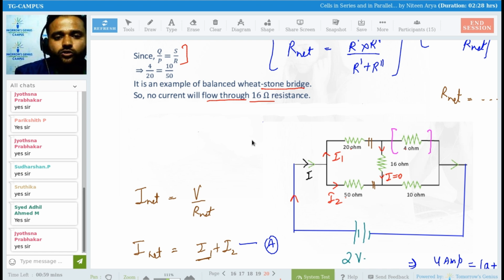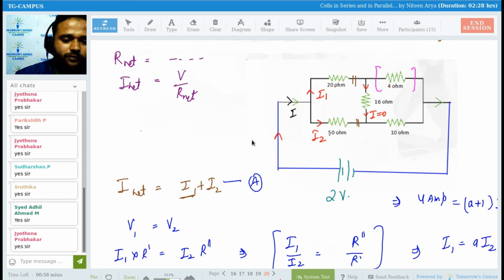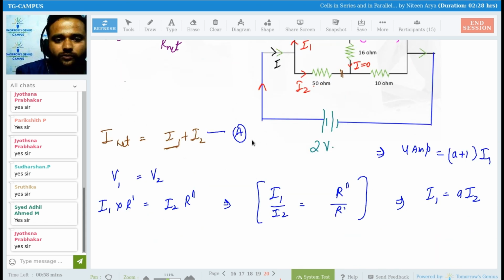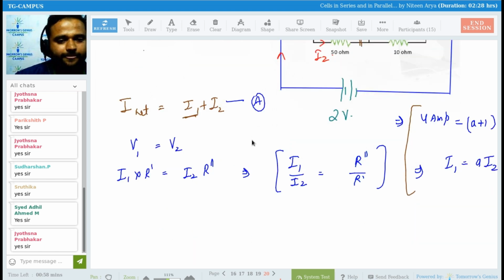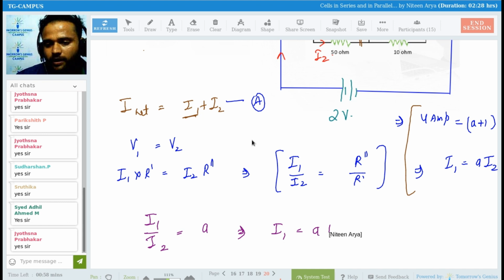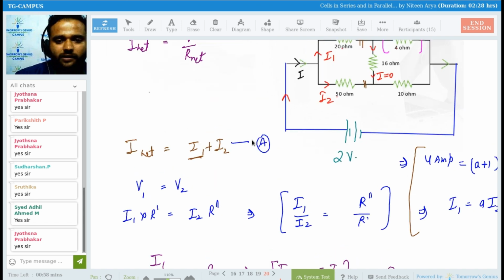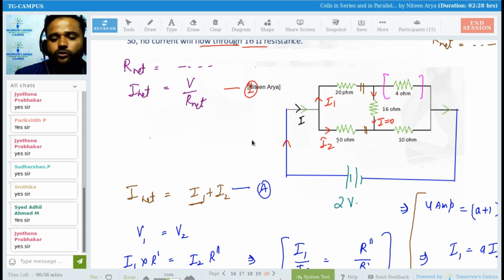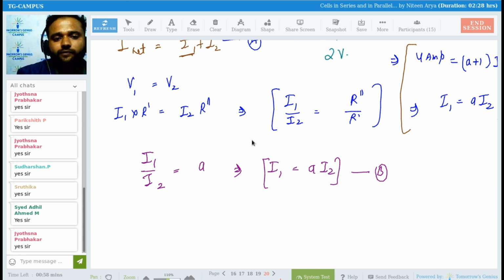Is this clear what I'm doing here? So from this relation, you find R net first, then I net is easily V divided by R net, and then follow this condition. This is just an example I'm doing, so don't take the 4 ampere literally. Suppose I1 by I2 gives you any constant A. Using I1, which is A times I2, and now using equation B and equation A, and from equation number 1, this is your I net. So now using equations 1, A and B, you can find I1 easily.